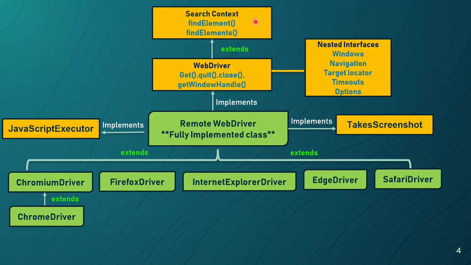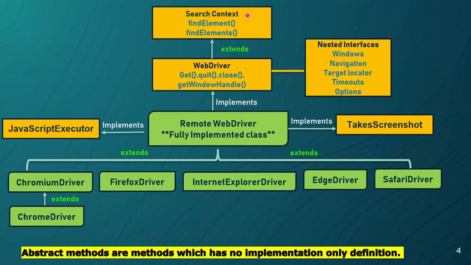So we will understand that when we practically implement the test cases, but for now, let us understand that the search context that we have is the super interface, and is an interface that contains abstract methods. Now, what are these abstract methods? These are the methods that have no implementation. They have only definition. There is no implementation of abstract methods. They just have the definition.